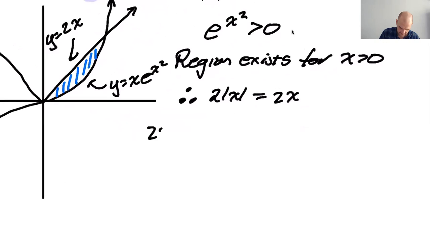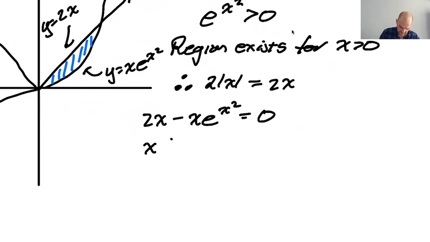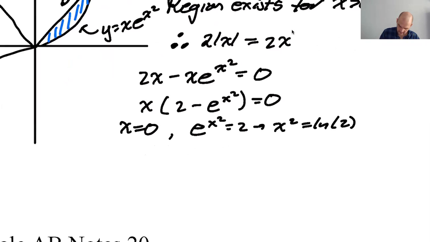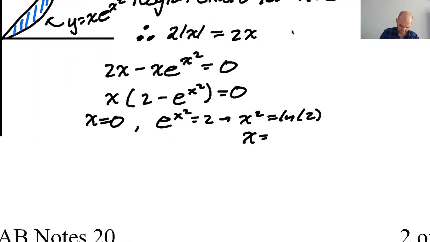Do these intersect in a nice place? 2x minus x equals, well, equals x e to the x squared, but subtract from both sides. Where do they intersect? You get x times (2 minus e to the x squared) is 0. So you get x equals 0, or you get e to the x squared equals 2, which means x, taking natural logs, is the square root of natural log of 2. So x is either plus or minus, but we only need the positive.